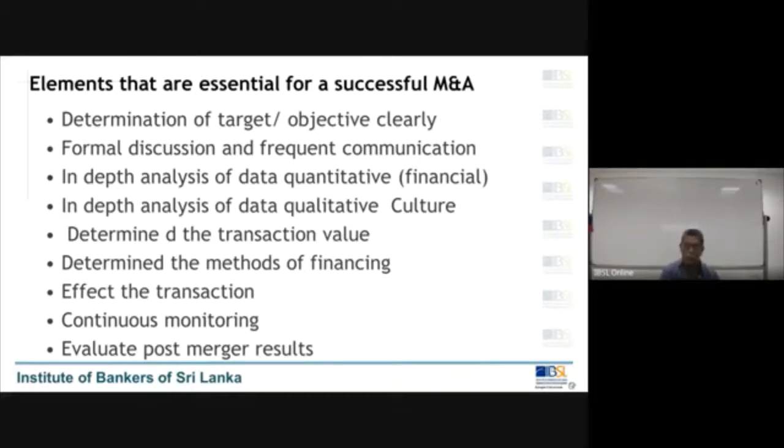Data analysis may be of financial information, and also in-depth analysis of qualitative aspects like culture. What are the cultural differences between the two organizations? Then, what is the transaction's value? That's an important thing, because this is how much I'm going to pay to take over this company. Then, how am I going to fund this? What are the sources of funds? How am I going to finance this takeover?